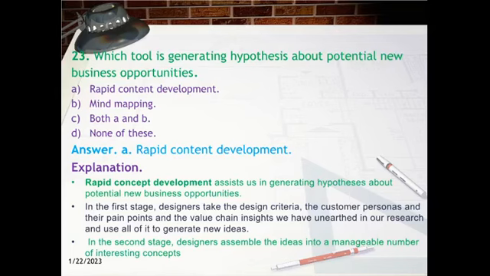In the first stage, designers take the design criteria, the customer personas and their pain points, and the value chain insights we have unearthed in our research and use all of it to generate new ideas. In the second stage, designers assemble the ideas into a manageable number of interesting concepts.